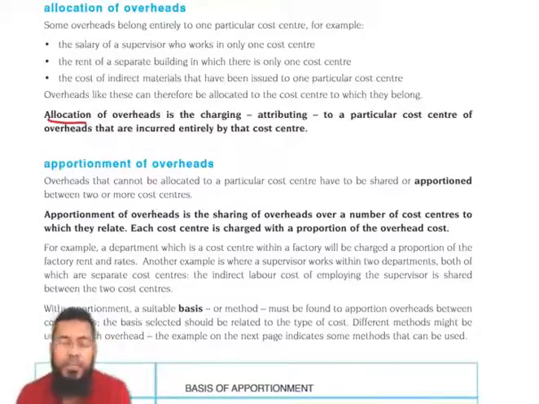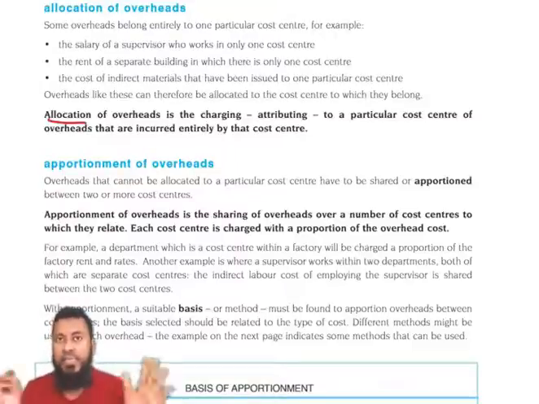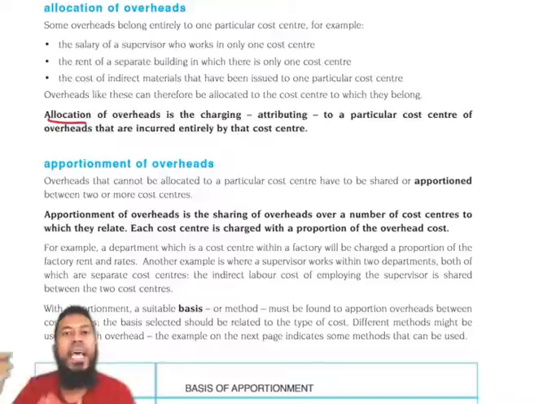For example, if you are doing costing of a school and you're calculating the salary, the salary of the English teacher goes to the English department, and the salary of the maths teacher goes to the maths department. This is known as allocation. You can easily allocate cost to any particular department.